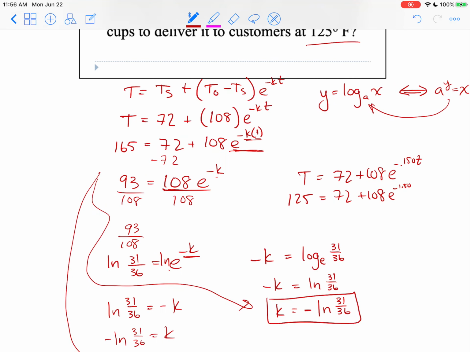But instead of trying to find k this time, what I'm trying to find is t. So I have everything else. So I'm going to subtract 72, I'm going to divide by 108, I'm going to ln both sides, and then I have to divide by negative 0.150 to get t totally by itself.